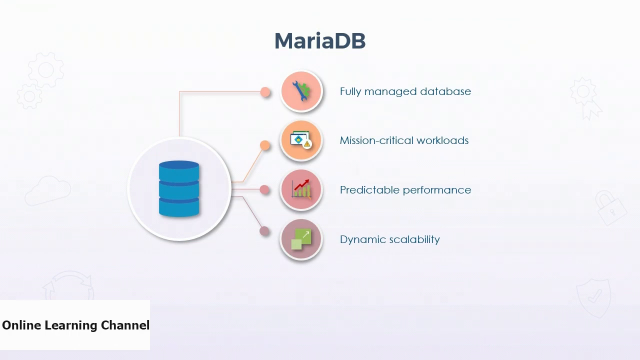And that predictable performance and dynamic scalability goes hand in hand, because when we start seeing performance go up and down, we can dynamically scale to match that performance. And you can also leverage the open source tools and platform of your choice, right, when you're developing applications with the Azure Database for MariaDB.